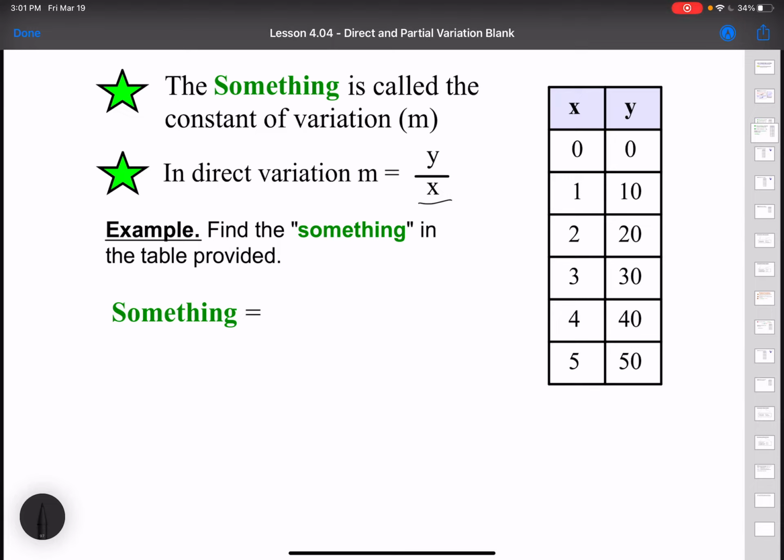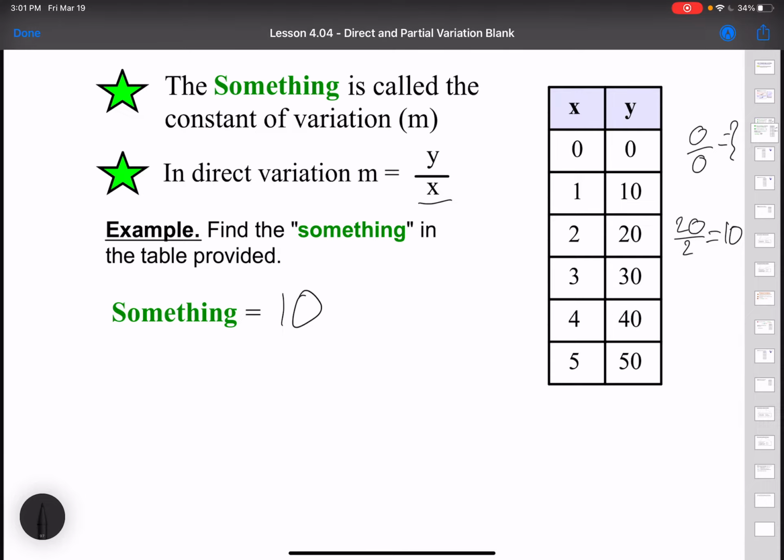For example, in this one, you might look at the first row and ask, well, 0 divided by 0, what does that give us? It doesn't work out, because we can't divide by 0. But if you take a look at any other point in this table of values, let's take 20 and 2. Your y value is 20, your x value is 2, and 20 divided by 2 equals 10. So over here we could say m equals 10. We could have actually written 20 divided by 2 over there, but that's the idea.